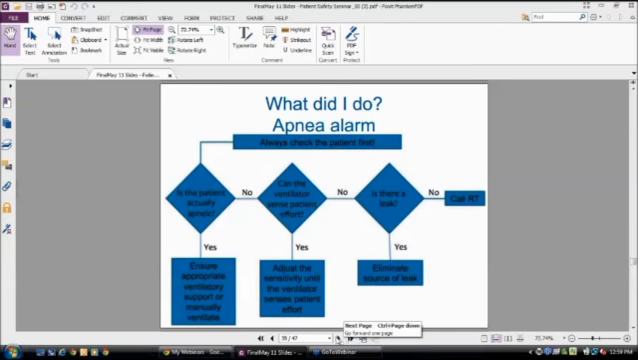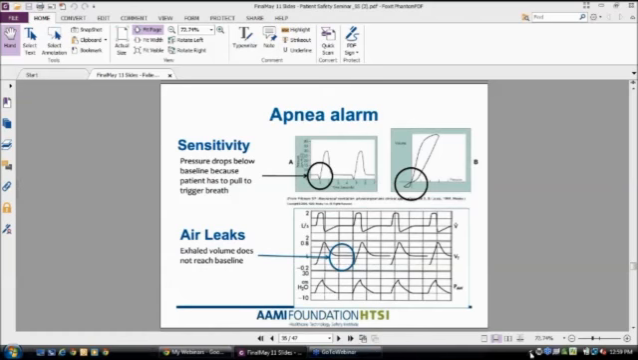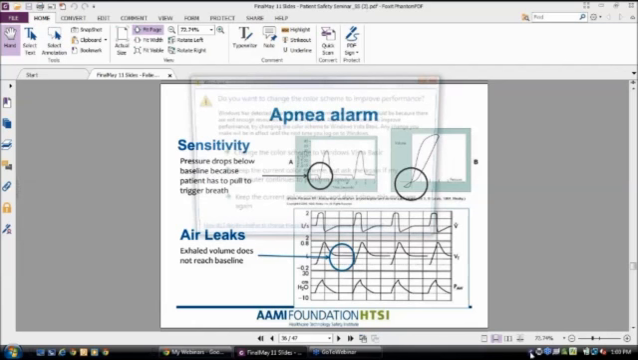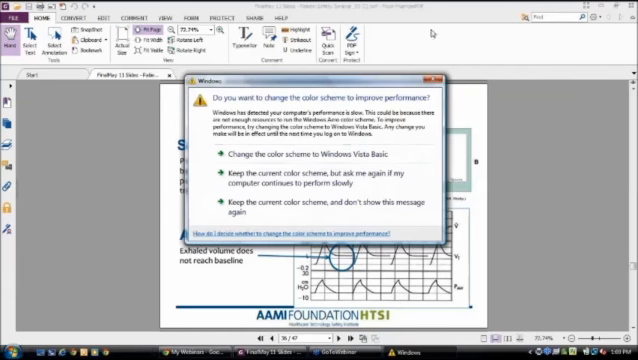The next slide shows some of the things we can look at, again, with looking at the scalars to give us an insight into what's going on with our patients. The first one shows sensitivity. You can see the pressure drops below the baseline because the patient is trying to trigger a breath. That's the negative pressure we all generate before we take a breath. If you see this negative drop below the baseline happening and the machine is not sensing it or giving the patient a breath, that's when you're going to see an apnea alarm happening with the patient.